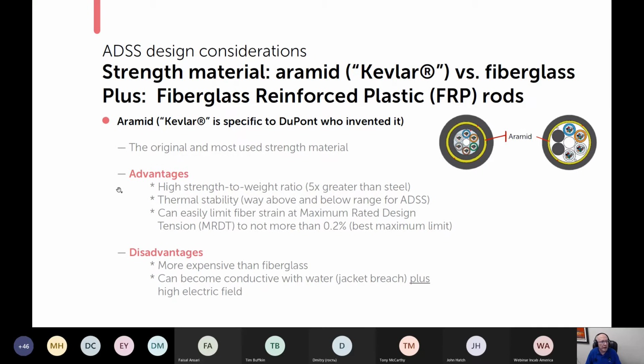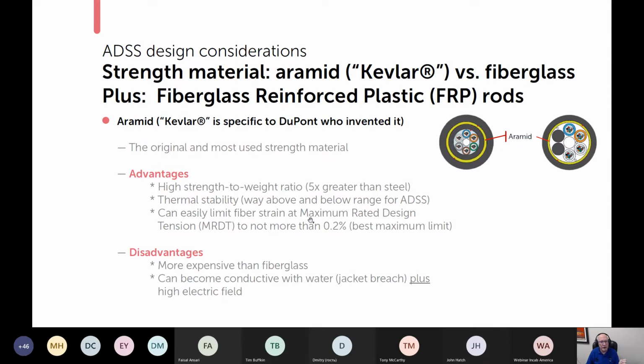The advantage of aramid is very excellent strength. It's got a high strength to weight ratio, 5 times greater than that of steel. It has excellent thermal stability. It's stable way above and below the range of ADSS in its operational life under field conditions. Because of these two properties, you can easily limit fiber strain. Remember, we talked about that. You want to avoid strain on your fiber as much as you can to maximize reliability.